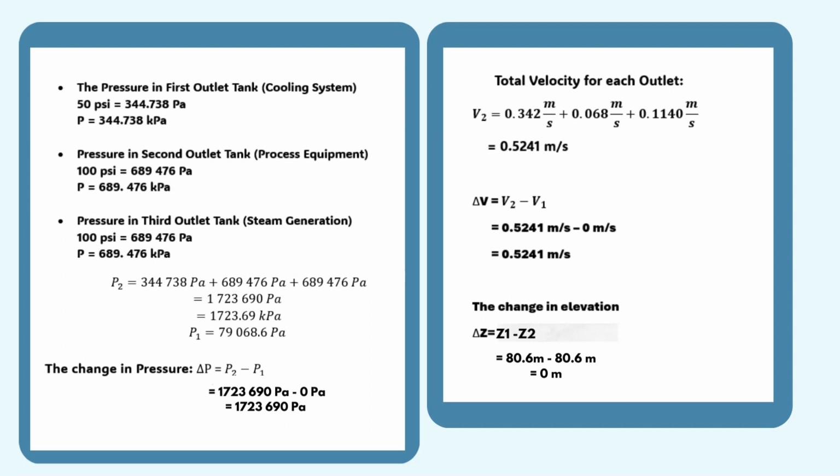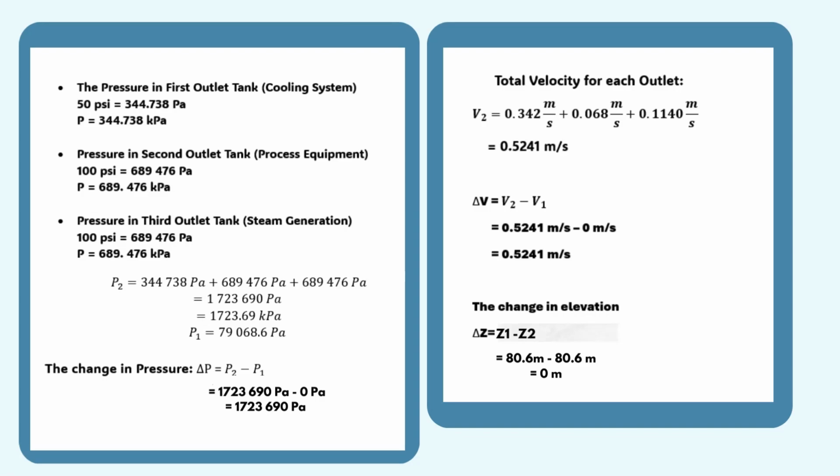1702.3690 pascal. As for the velocity for each outlet, we just sum up the velocity for each outlet, and we will get 0.55241 meter per second. As for the change in velocity, we just subtract the velocity inlet from the velocity outlet, and we will get the value 0.5241 meter per second. As for the change in elevation, we just subtract Z1 from Z2, and we'll get the value 0.